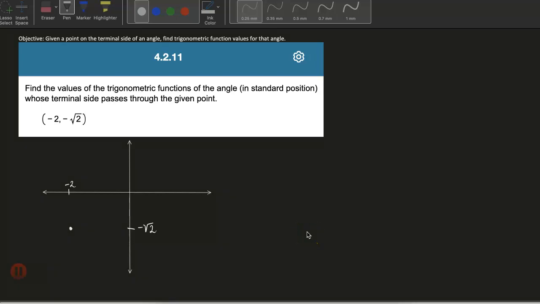The objective of this problem is to find the 6 trigonometric functions of this angle in standard position that passes through the point -2, square root of 2. So one thing I would recommend when given problems like this is to first draw a sketch of what that really looks like. And I'm going to add the angle in here.